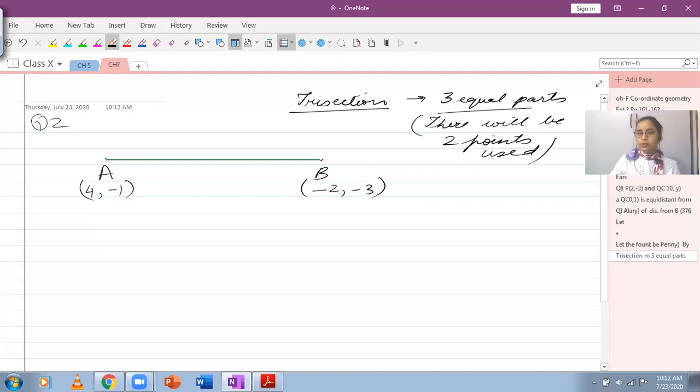Two points will be used. So roughly saying, let us say यहाँ पे हो रहा है. So one is P, one is Q. Now you have three equal parts, 1, 2, and 3. Is this clear?